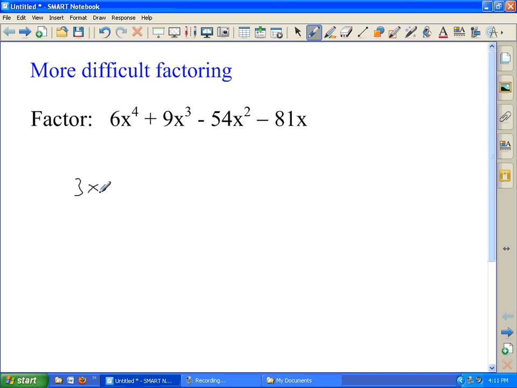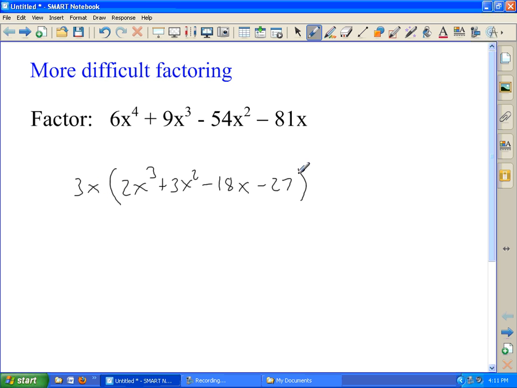So x comes out. So 3x times 2x to the third gives you the 6x to the fourth. 3x times a 3x squared will give you 9x to the third. 3x times a negative 18x will give you 54x to the second. And then 3x times a negative 27 will give you the negative 81x. So we've factored out the greatest monomial factor.